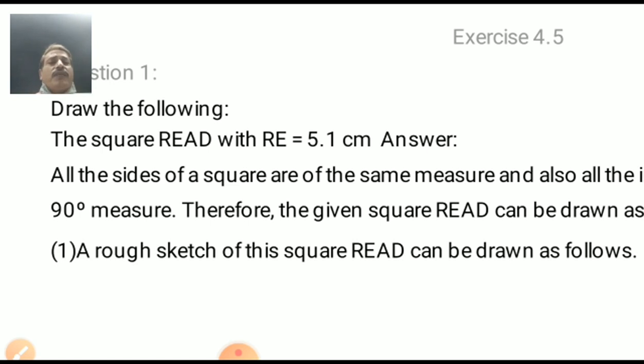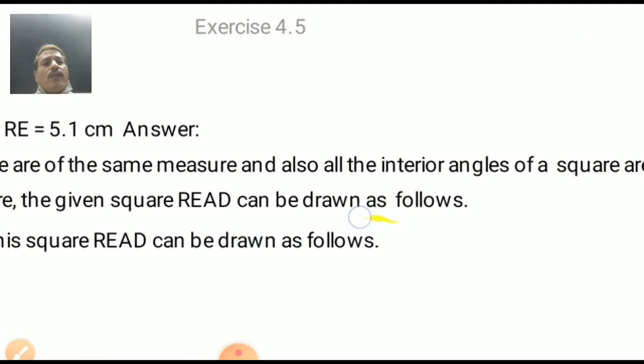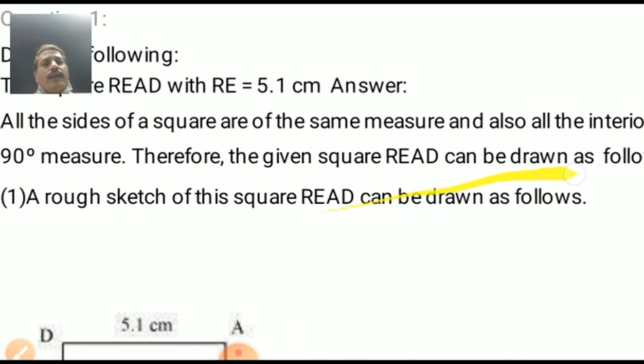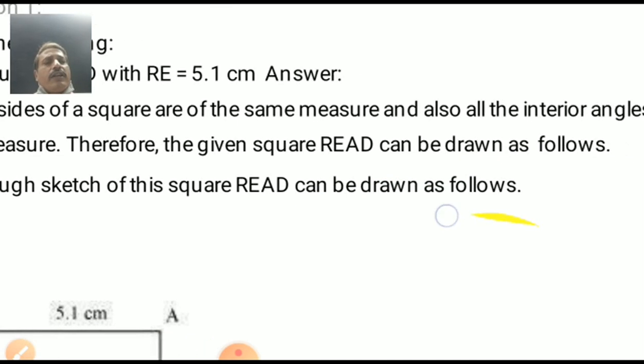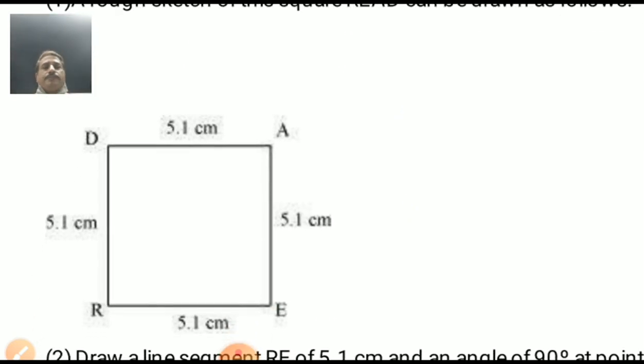All the sides of the square are of the same measure and also the internal angles of a square are of 90 degree. Therefore, the given square can be drawn as follows. Rough sketch. आपके सामने है. Will you make it?